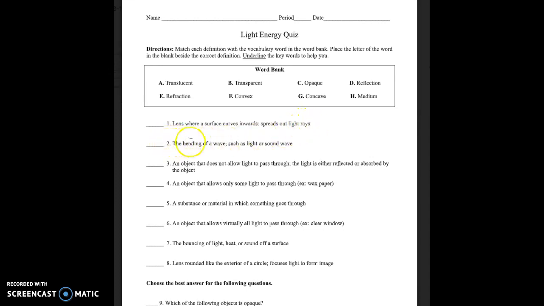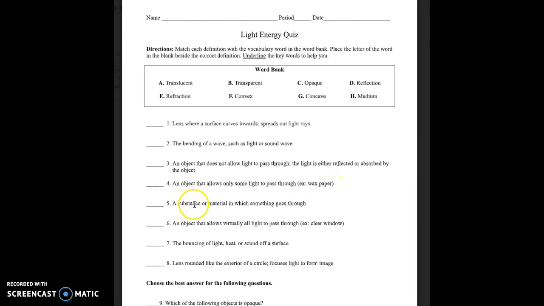Number 2. The bending of a wave, such as a light or sound wave. Number 3. An object that does not allow light to pass through. The light is either reflected or absorbed by the object. Number 4. An object that allows only some light to pass through. Example, wax paper.